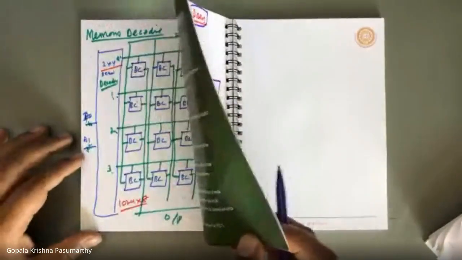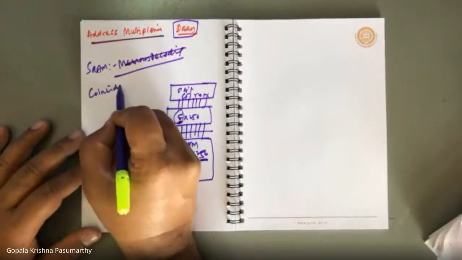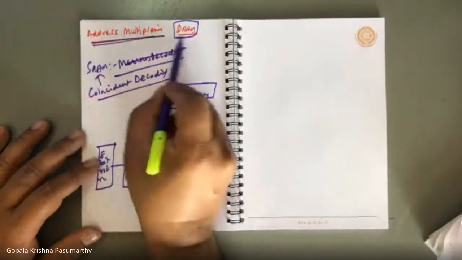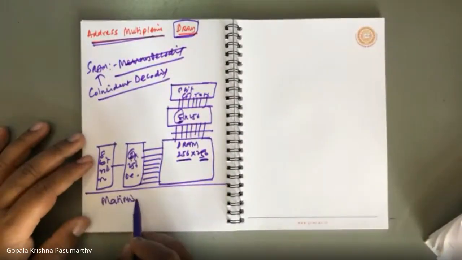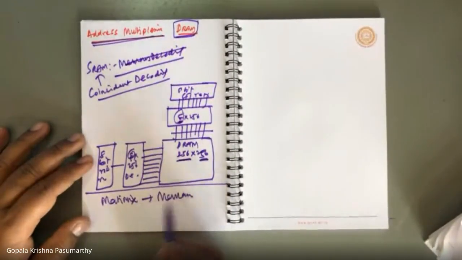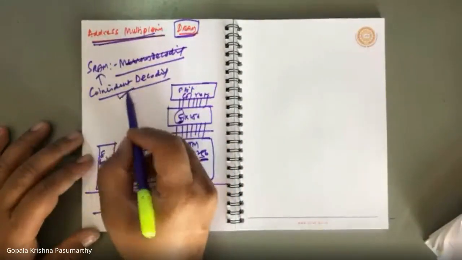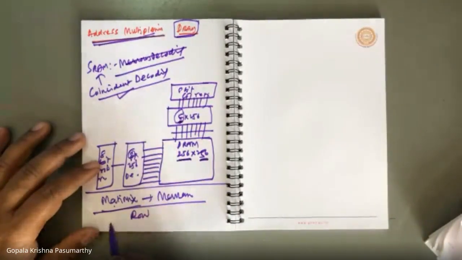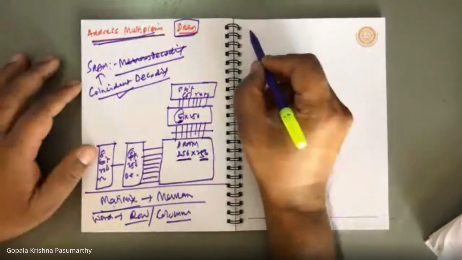Memory decoding and address multiplexing, coincident decoding. Coincident decoding in SRAM, address multiplexing in dynamic RAM. It is to manage the memory as a matrix. If you manage memory as a matrix, we call it address multiplexing and coincident decoding. In matrix management of memory, we will have our memory words managed into rows and columns. This is called random access memory.